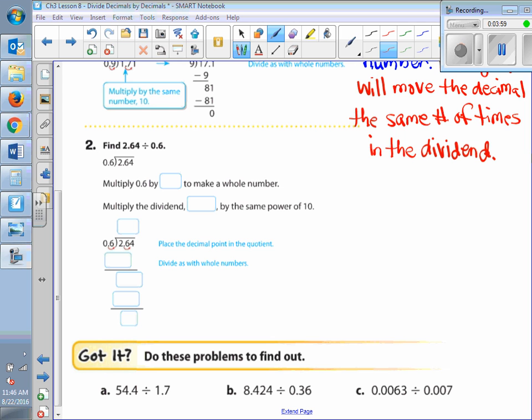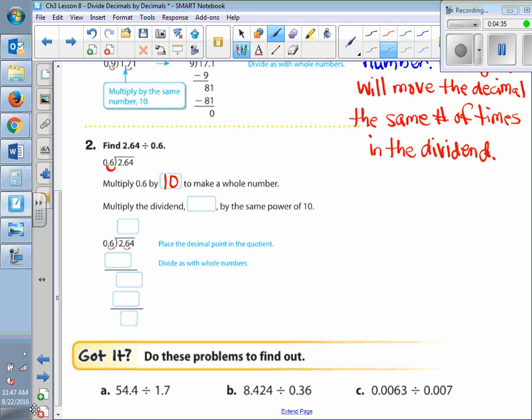All right, for example 2, we have 2.64 divided by 0.6. 2 and 64 hundredths divided by 6 tenths. You have to write this in your spiral, okay? All right, so how many times do I have to move the decimal in the divisor? Once, okay? We're moving the decimal once in the divisor, which means how many times do we multiply by? 1. We only moved it once, so we multiply times 10. Very good.